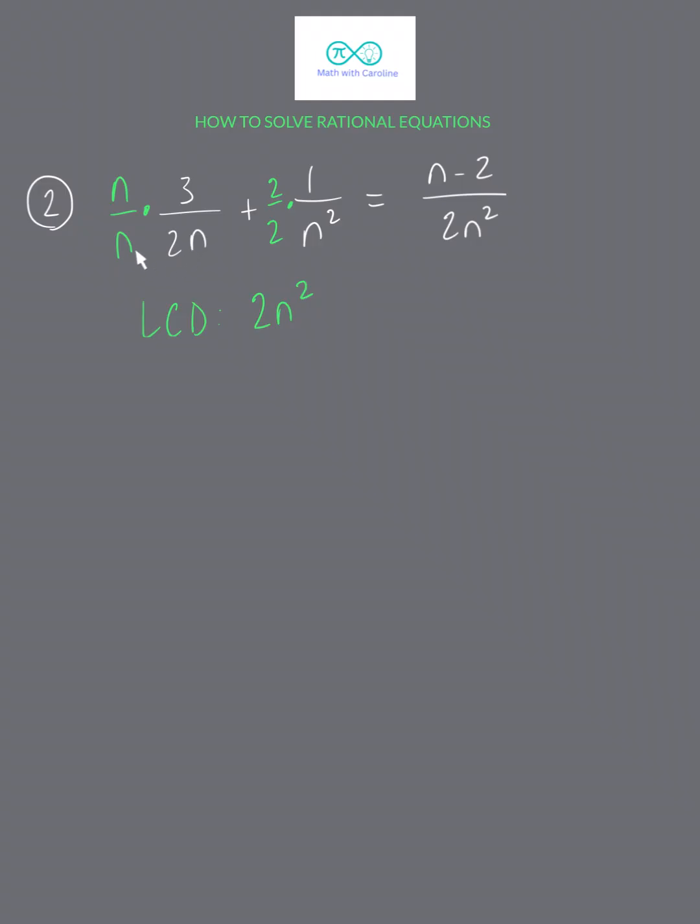When we multiply this together, we'll have 2n squared, and 2n squared. So that's the way that we're going to approach this problem. So then we're going to multiply the 3 times n, and that's over 2n squared, plus 2 times 1 over 2n squared is equal to n minus 2 over 2n squared. So this fraction already had the denominator 2n squared, so we didn't have to multiply it by anything. We just multiplied the numerator and denominator by 2 here, and this one by n, so that we would have a common denominator for each one.